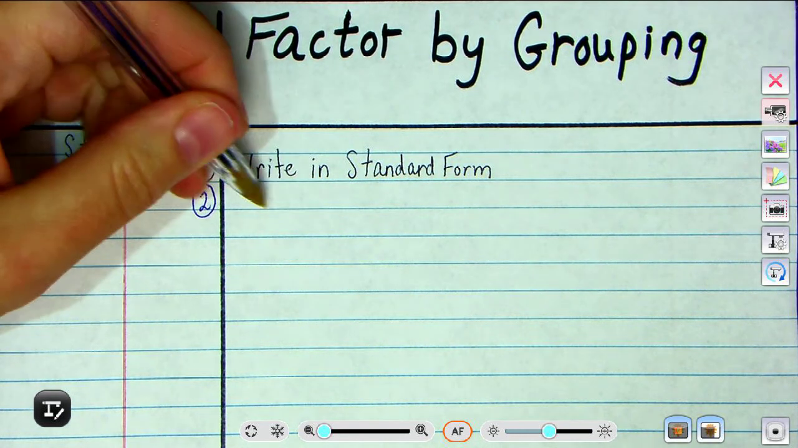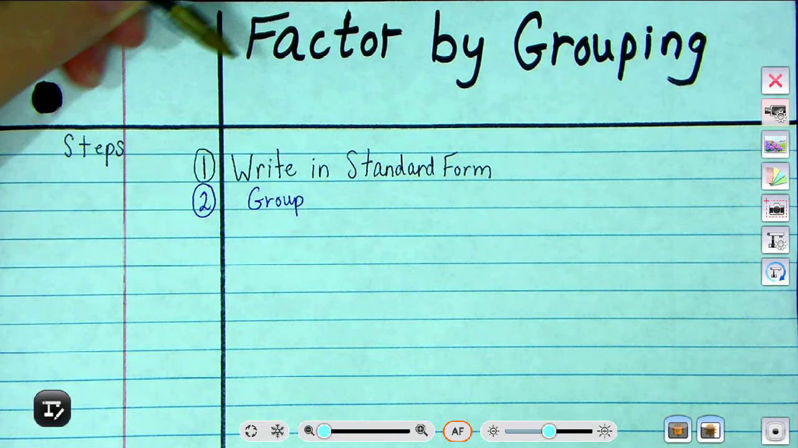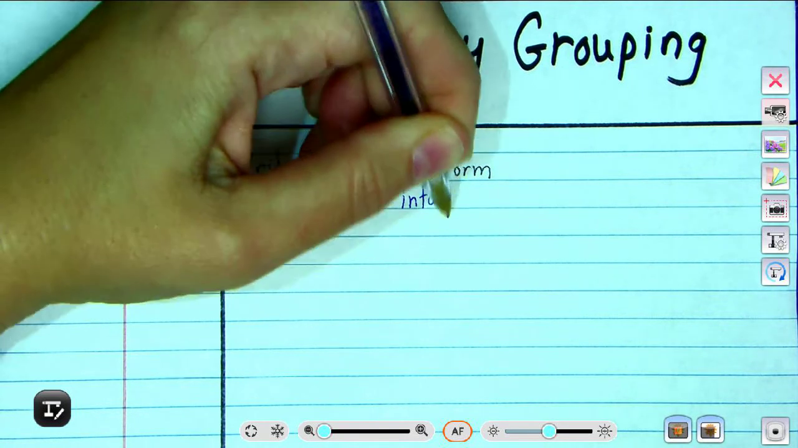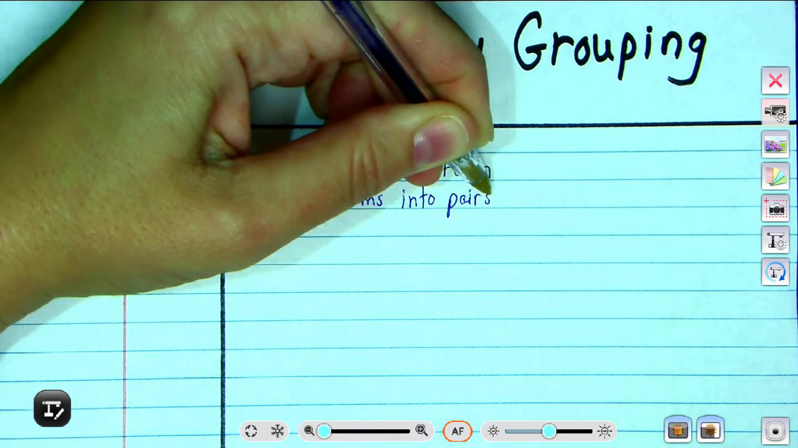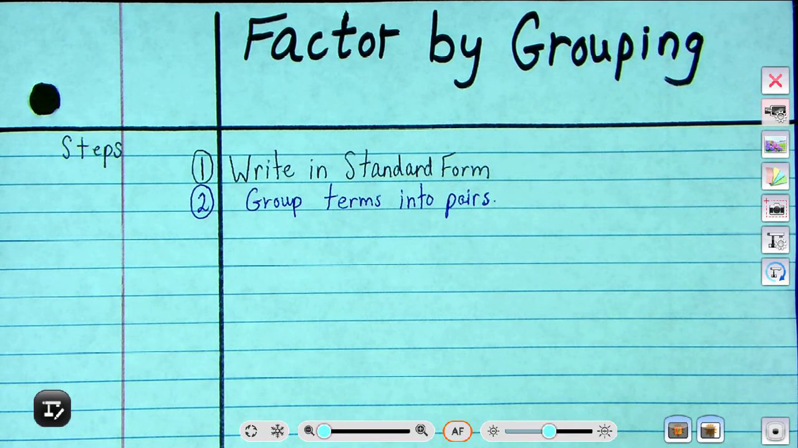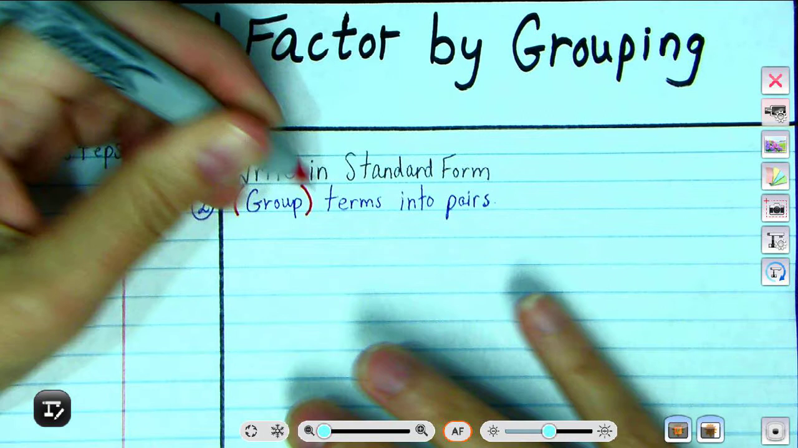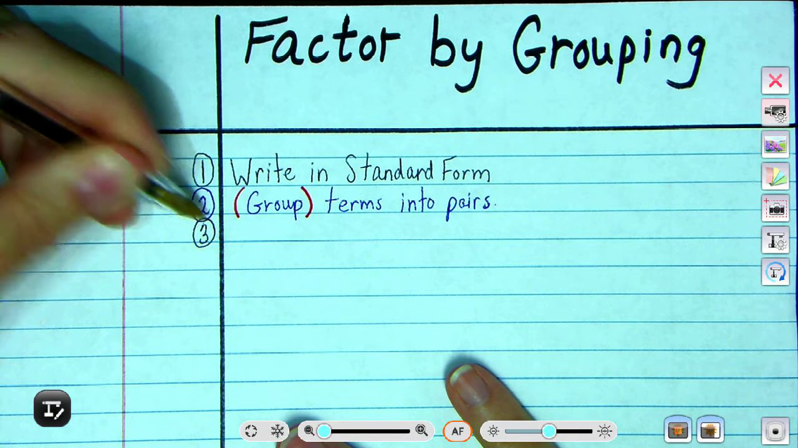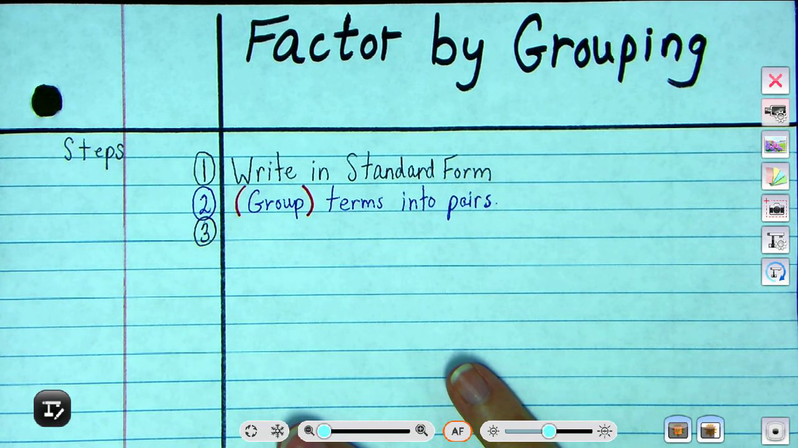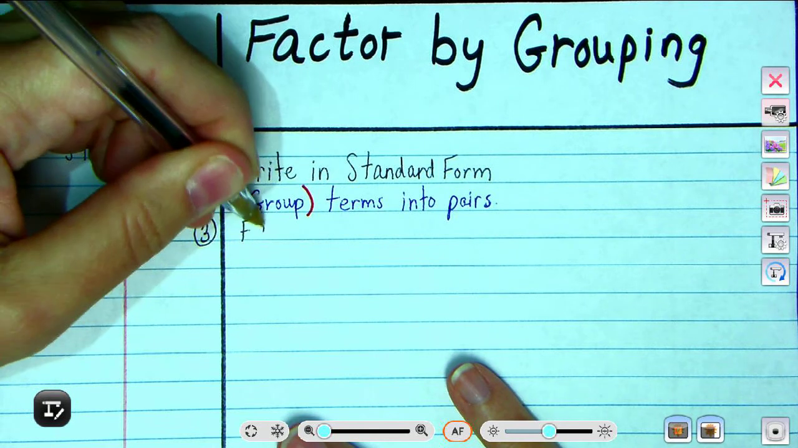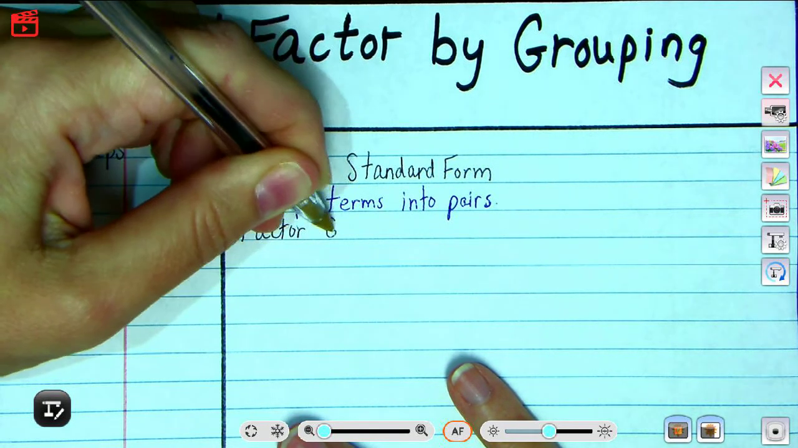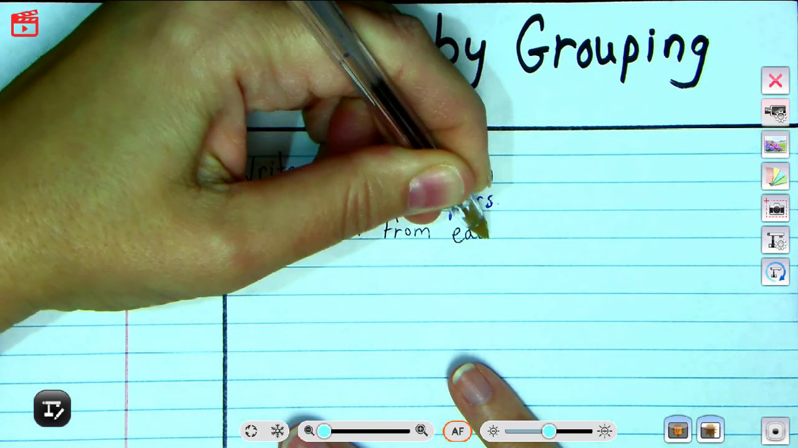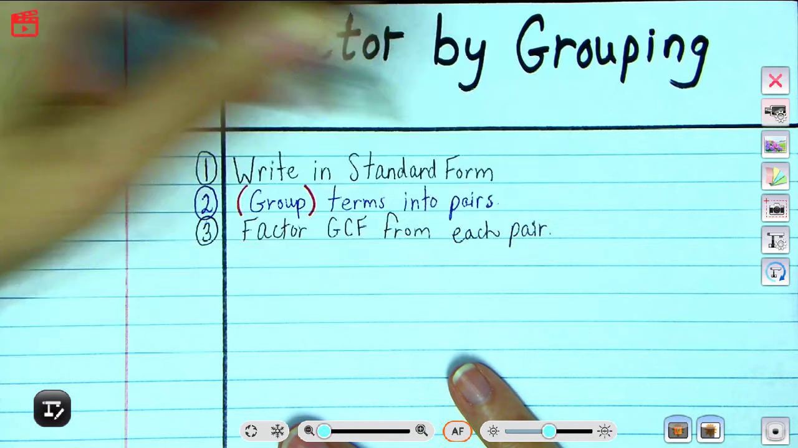And then we're going to group our terms into pairs. Now you do this using parentheses. You'll put parentheses around each pair of terms. Then once you've got your terms paired up, you're going to factor your greatest common factor from each pair. So factor the GCF from each pair.